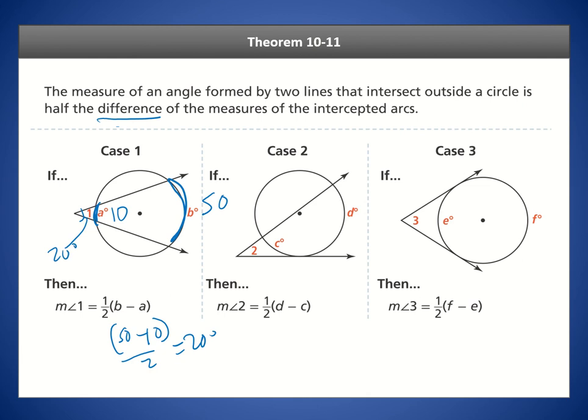All right, so this works no matter which case you belong to. Case 3 is when you have no secant lines whatsoever. You have 2 tangent lines. Case 2, you have 1 tangent line and 1 secant line. In case 1, you have 2 secant lines.